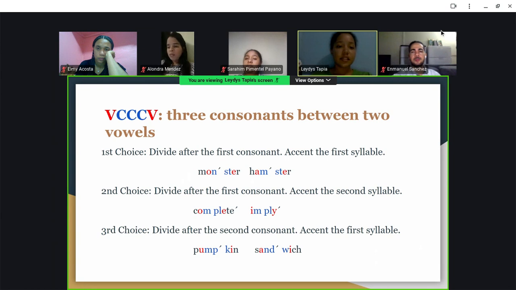Then we have VCCV, or two consonants between two vowels. The first choice is to divide after the first consonant, and the accent will go to the first syllable, as in monster or hamster. Your second choice is to divide after the first consonant and stress the second syllable, as in complete. And your third choice is to divide after the second consonant and stress the first syllable, as in pumpkin.